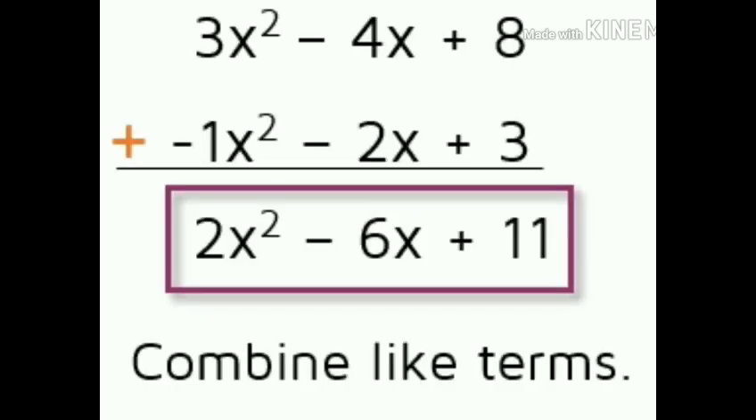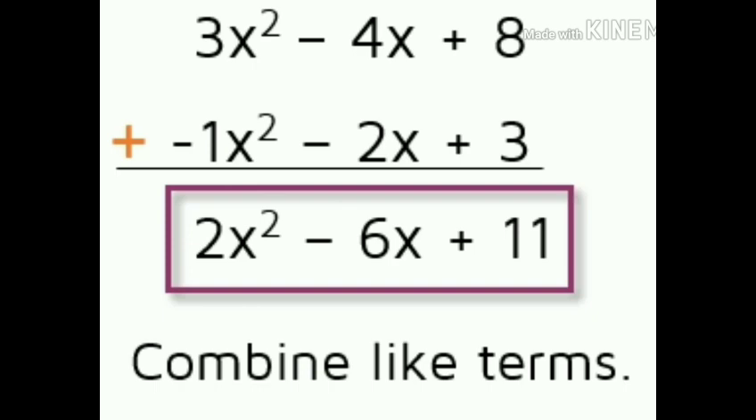This last example shows how to subtract polynomials using the vertical method. So the given is 3x squared minus 4x plus 8 plus negative 1x squared minus 2x plus 3. So just solve it directly.